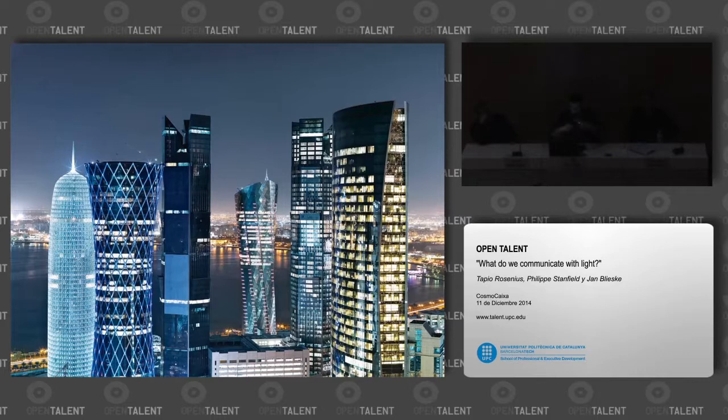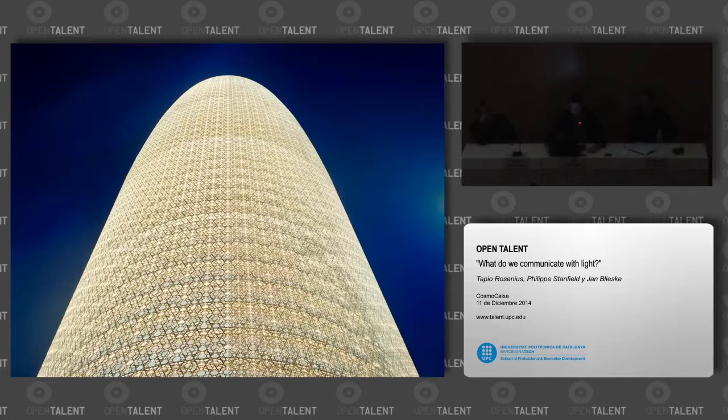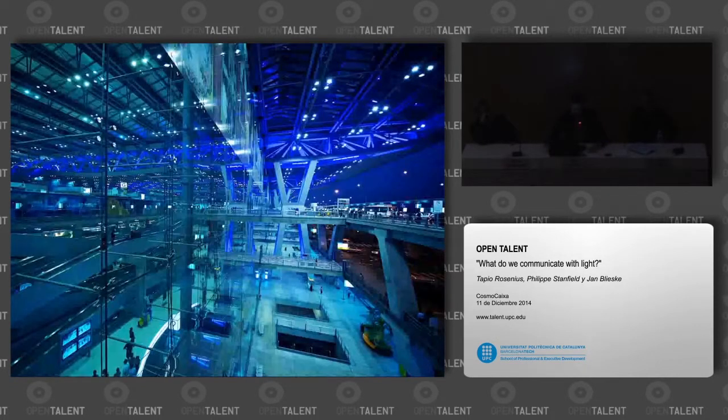It doesn't communicate that kind of roundness of the architecture. It's a pity, but whatever. That's my kind of mean moment of the conference.